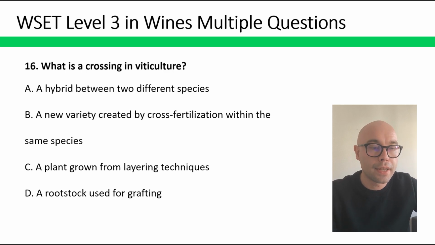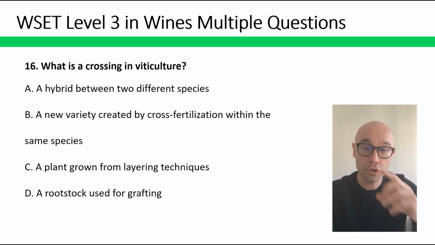What is a crossing in viticulture? A hybrid between two different species, a new variety created by cross-fertilization within the same species, a plant grown from layering techniques, a rootstock used for grafting. So the correct answer is B, a new variety created by cross-fertilization within the same species.